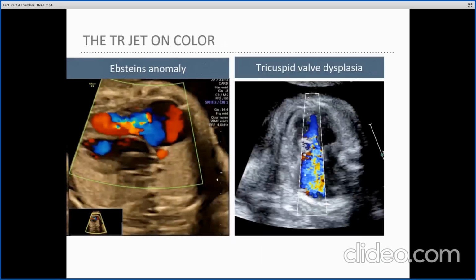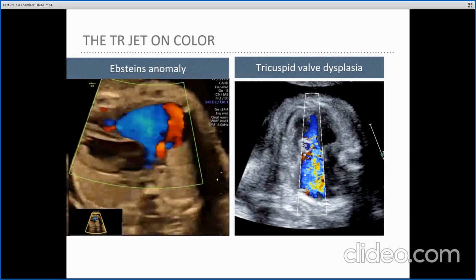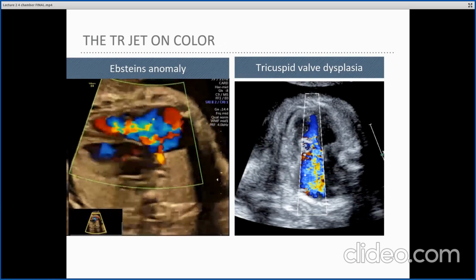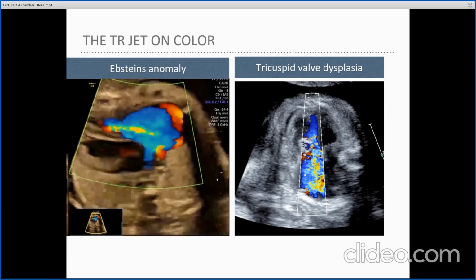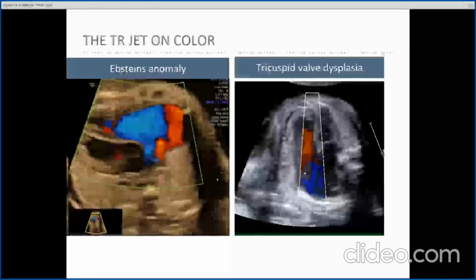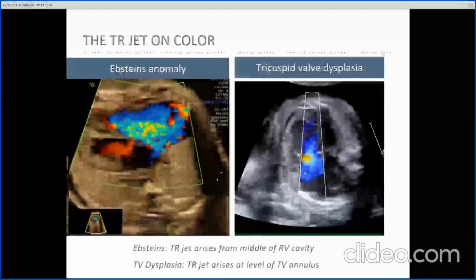Now let us look at the second difference, which is the TR jet on color. So if you notice this movie, you can see that in Epstein's anomaly, the tricuspid regurgitation jet is coming from the middle of the RV cavity. But in tricuspid valve dysplasia, the regurgitation is actually at the level of the tricuspid valve annulus itself.